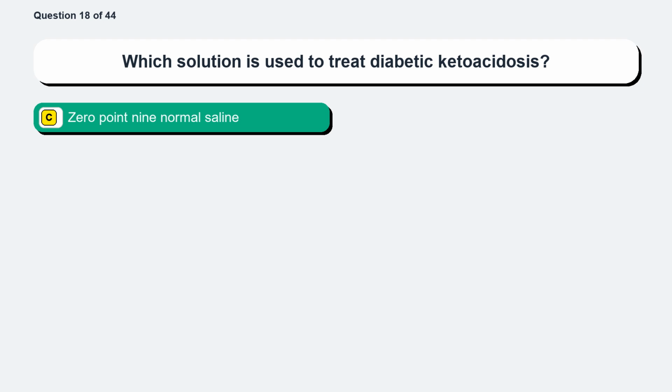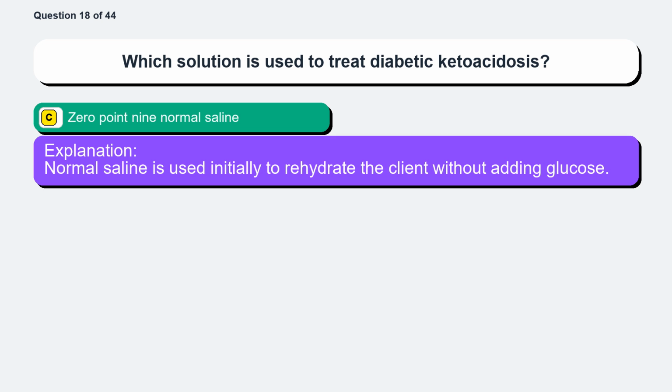The correct answer is option C, 0.9 normal saline. Normal saline is used initially to rehydrate the client without adding glucose.